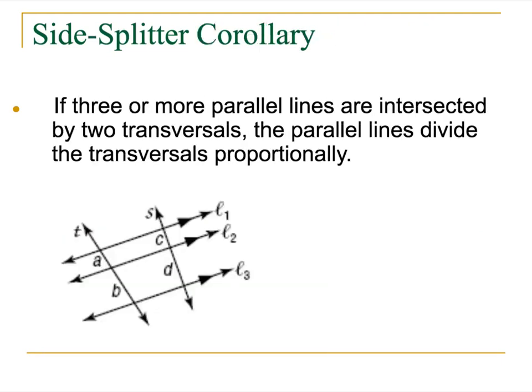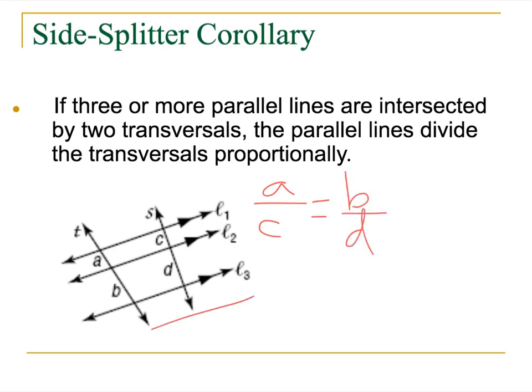All right. Okie dokie. So the side splitter corollary. It works even without using triangles because eventually, if we have all these parallel lines here, and we just got two random lines, eventually those are going to intersect if they're not parallel, and make a triangle. But what we've got is pretty much A over C is equal to B over D.